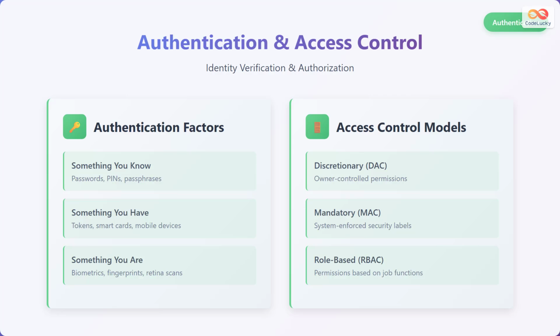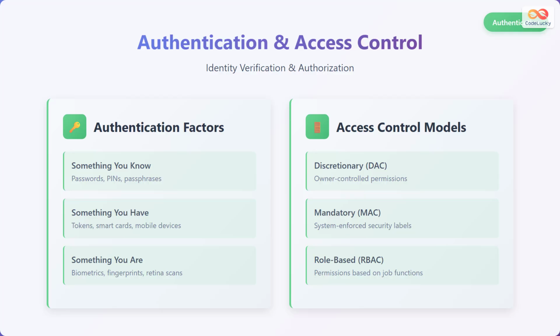Something you are involves biometric characteristics like fingerprints, retina scans, and facial recognition that use unique physical traits for identification. Multi-factor authentication combines 2 or more of these factors to provide stronger security than any single method alone. Access control models determine how permissions are granted and managed within organizations.